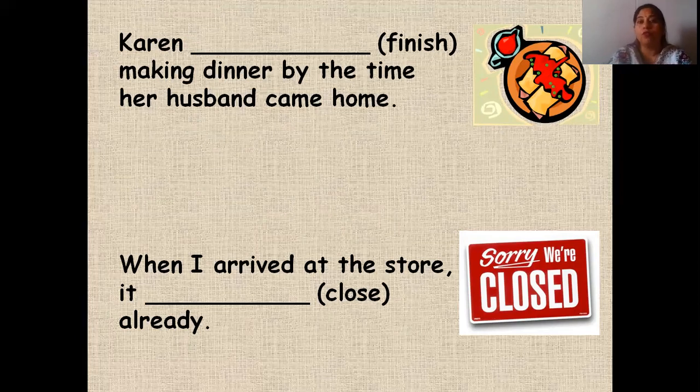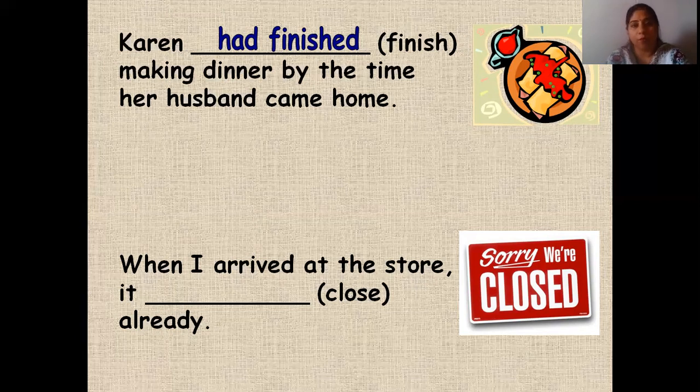Now we have two different options being given in the brackets, and these options are verbs, and we have to make them past perfect tense. Remember, not only past tense, but we have to make it past perfect. So what could be the answer? These are very simple ones. Karen had finished making dinner by the time her husband came home. So she had finished is past perfect, using had with the third form of the verb finish: finished.